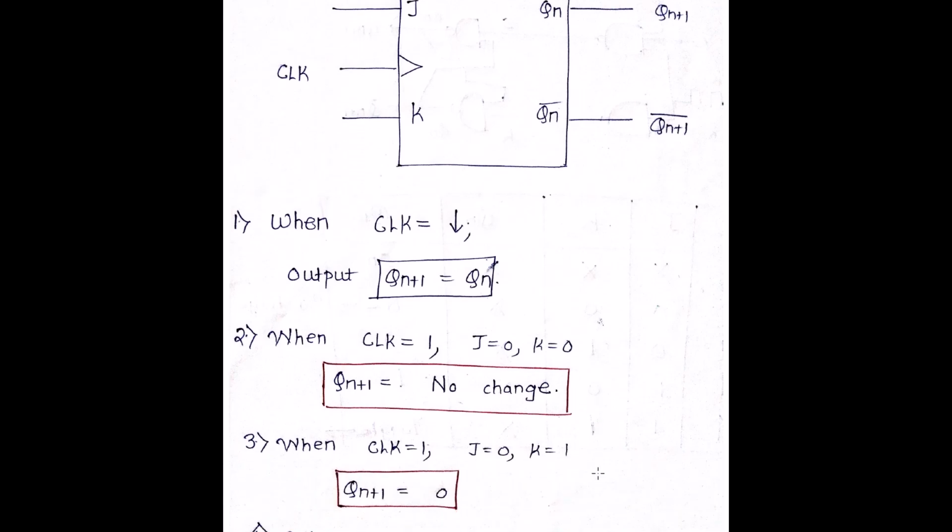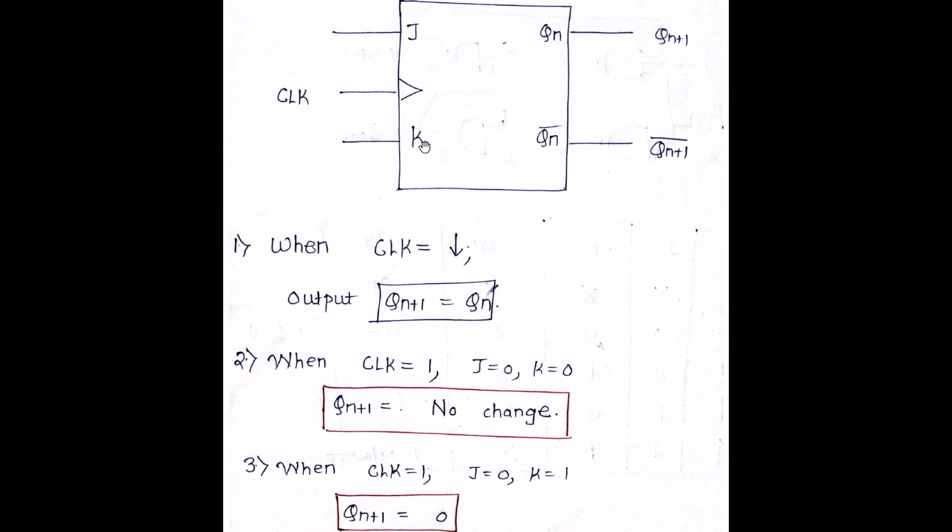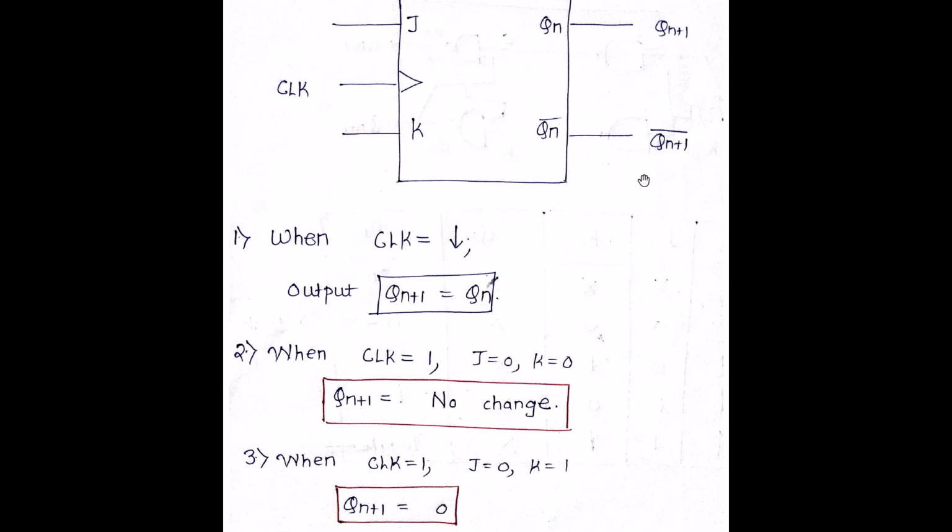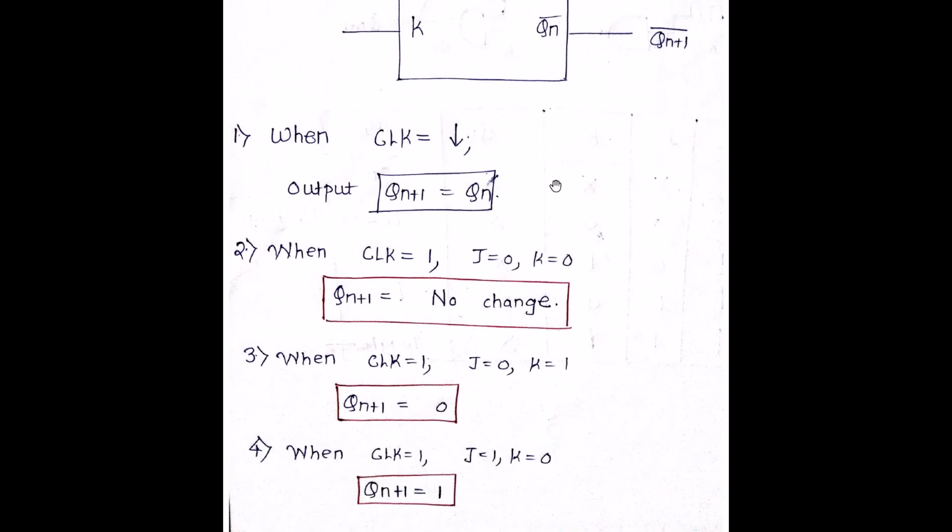So let us try to understand what we saw in the truth table in the form over here. So you have the JK flip-flop, you have the clock over here, you have the Qn and the Qn bar, which is the present state output, and Qn plus 1 and Qn plus 1 bar, which is the next state output. So when my clock is low, my Qn plus 1 is equal to Qn. When clock is 1, J is equal to 0, K is equal to 0, my Qn plus 1 remains as no change, that is it will remain as Qn only.